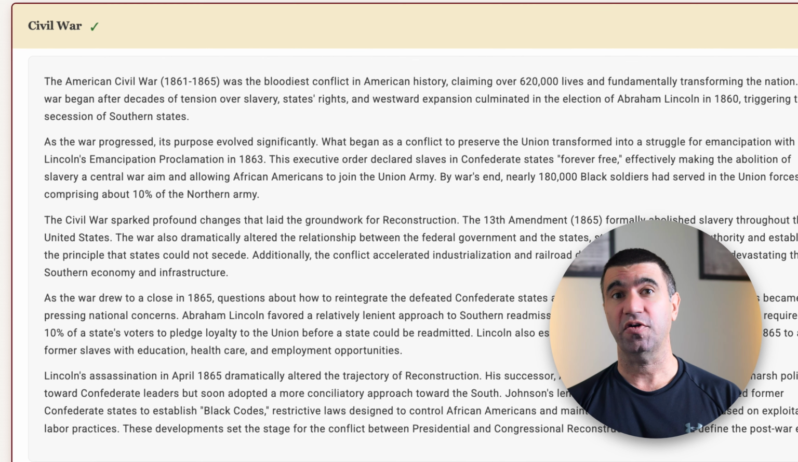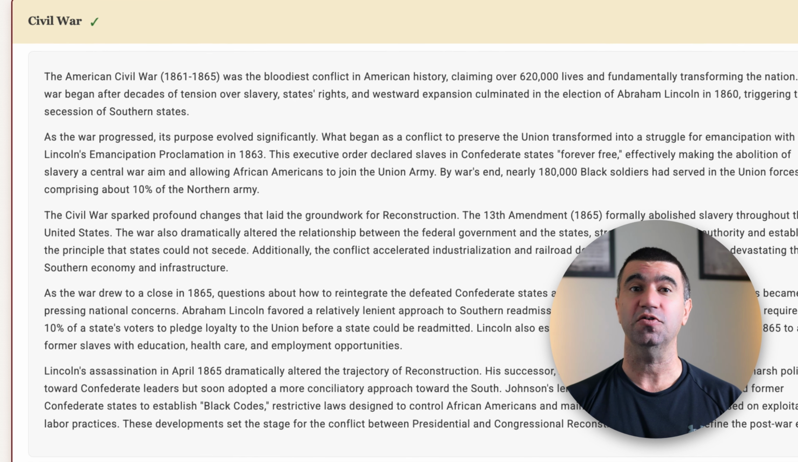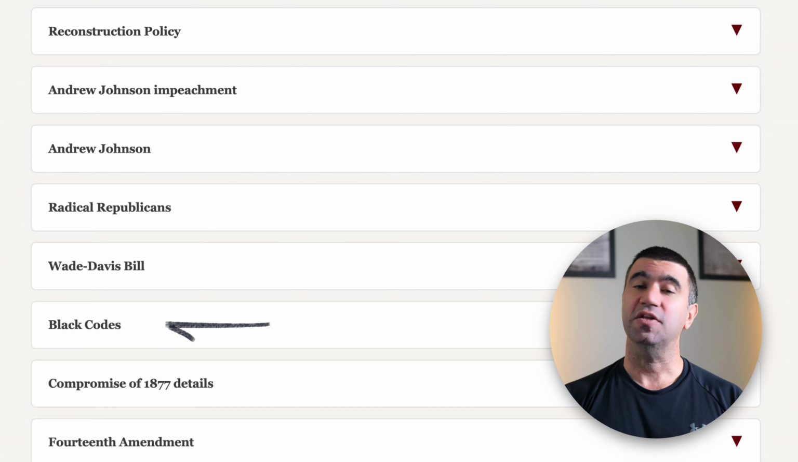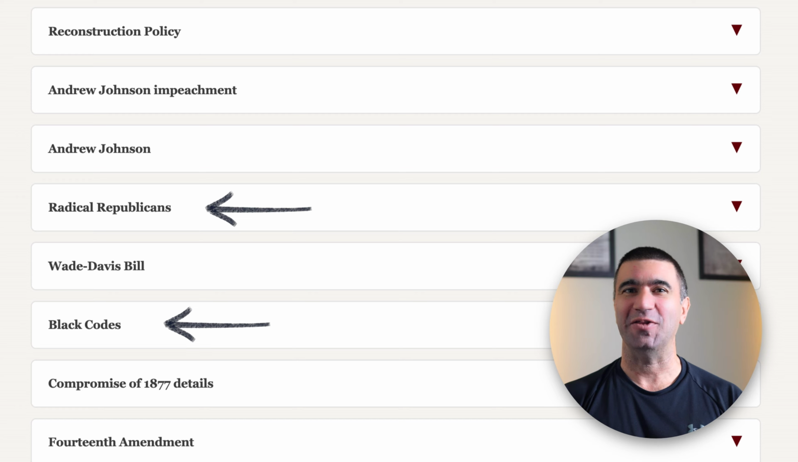You had the Southern Democrats who were trying everything they could to keep the newly freed slaves from voting, working, or just generally being free. Read up on this and know what the black codes were, what redeemers were, and sharecropping. Then you had the radical Republicans who were pretty radical with how they wanted to punish the South.